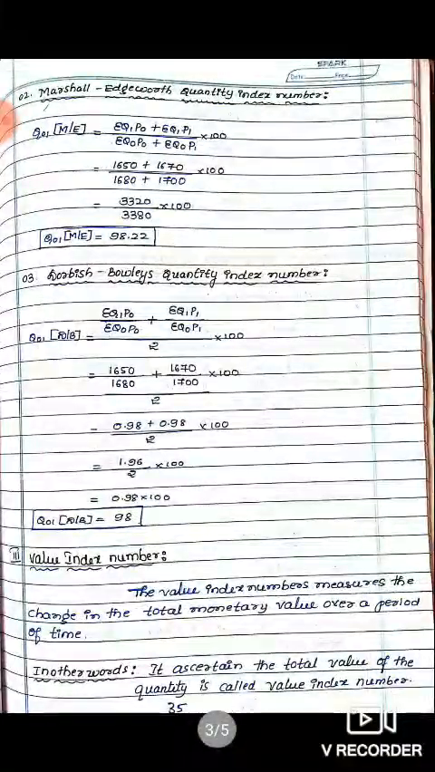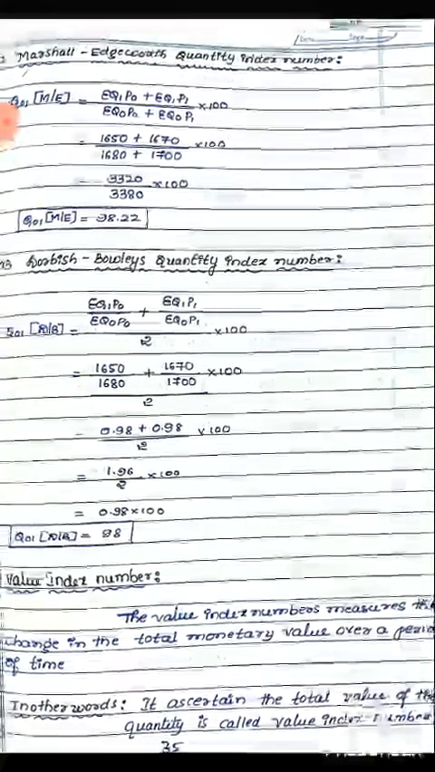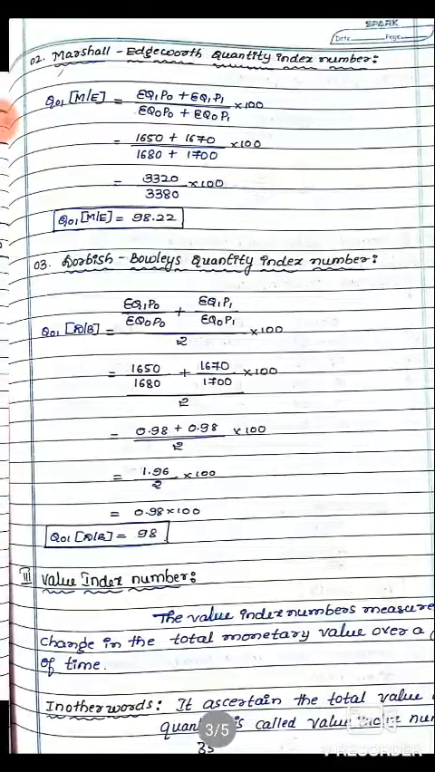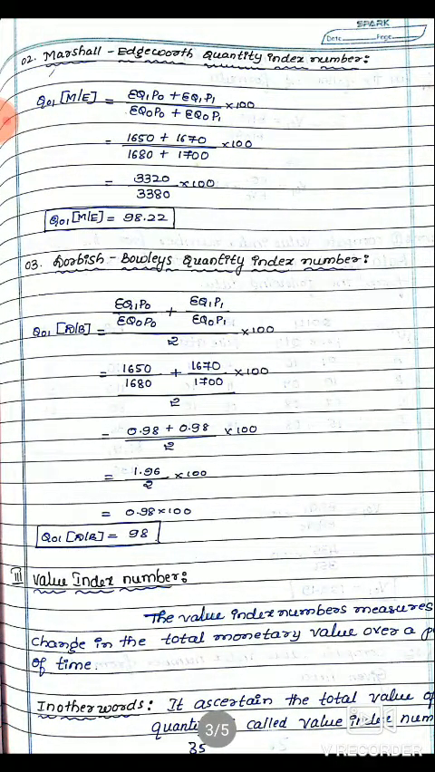Then we have to calculate the second one, Marshall Edgeworth quantity index number. So what is the formula? The formula is like this. Q01 ME, ME means Marshall Edgeworth quantity index number, is equal to sigma Q1 P0 plus sigma Q1 P1 divided by sigma Q0 P0 plus sigma Q0 P1 into 100.